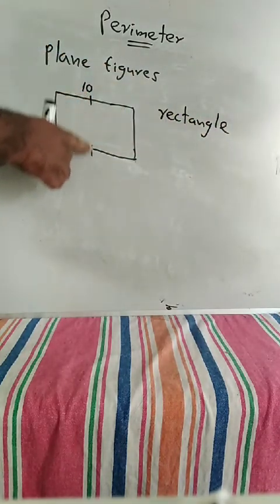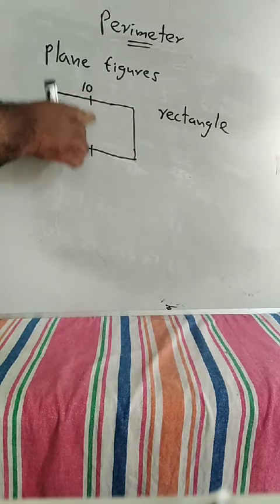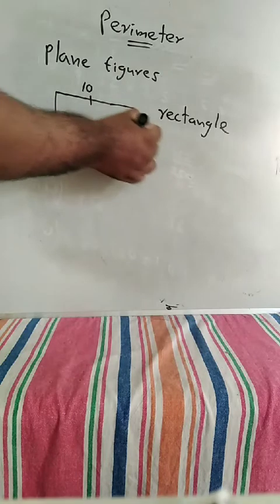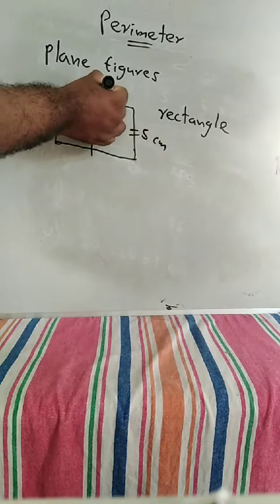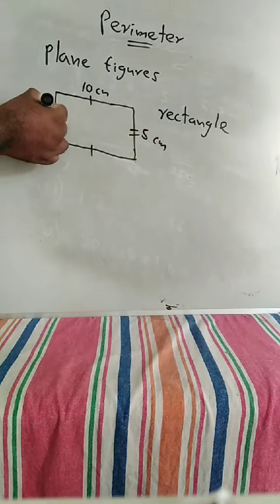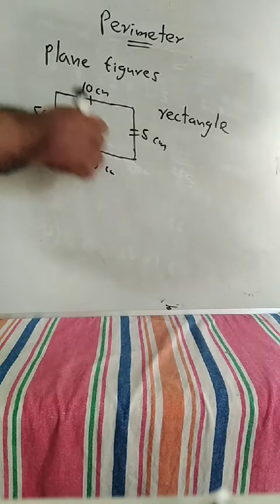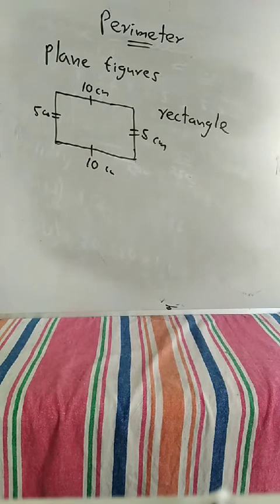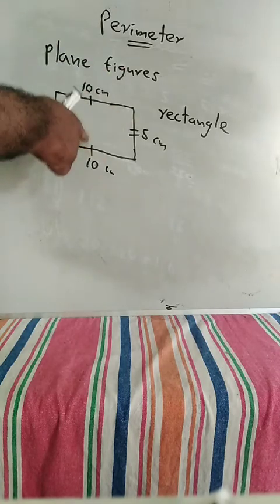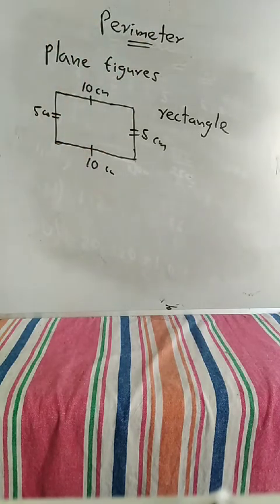In rectangles, opposite sides are equal. If this is 10, the opposite side is also 10. If this is 5 centimeters, the opposite side is also 5 centimeters. This is a rectangle, and it is a plane figure. Find the perimeter of this rectangle.